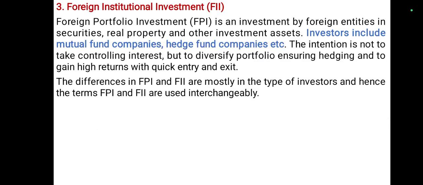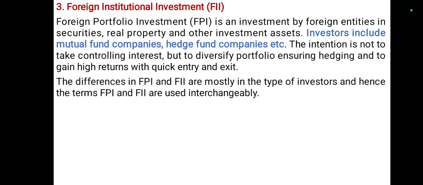Next we have foreign institutional investment. We call it FII. It is investment by foreign entities in securities, in real property, and other investment assets. This includes mutual fund companies and hedge fund companies.